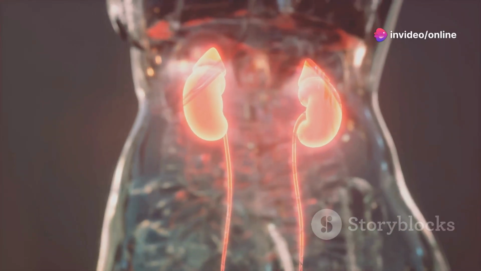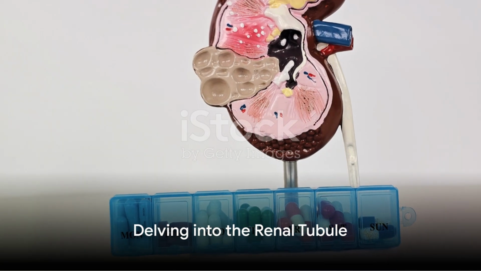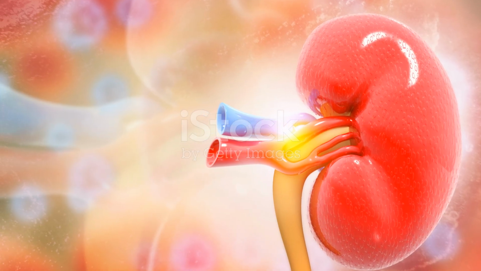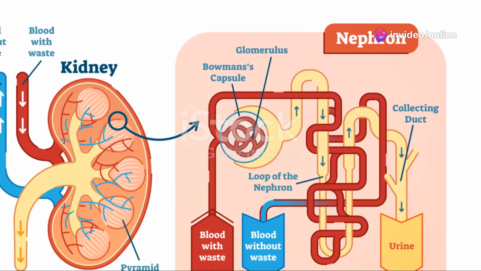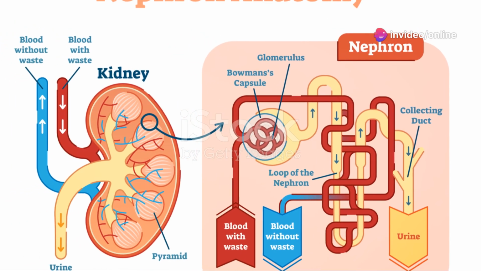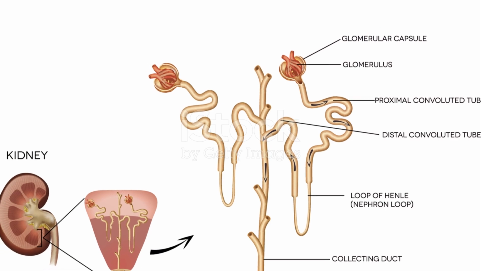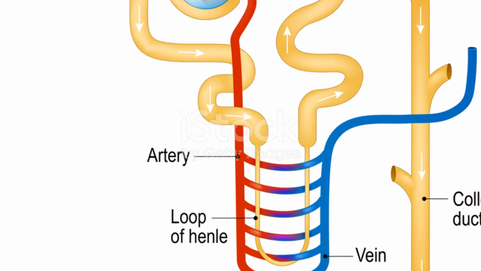Let's now explore the 4 parts of the renal tubule. The renal tubule is an intricate structure with 4 distinct parts. Each part has a unique role, and together they ensure that our kidneys function optimally. This is a journey about reabsorption and secretion, about preserving what's necessary and discarding what's not.